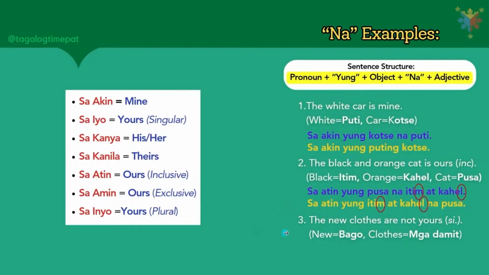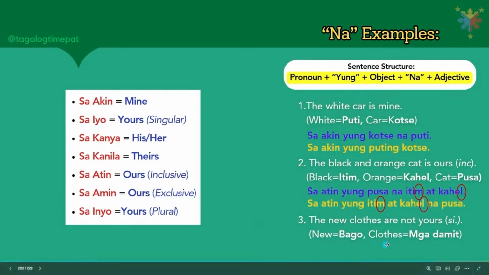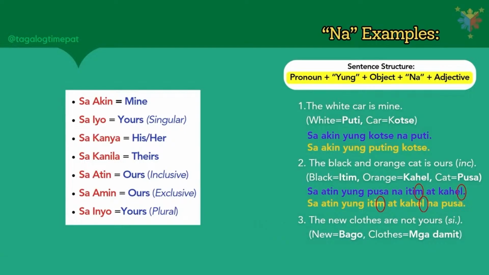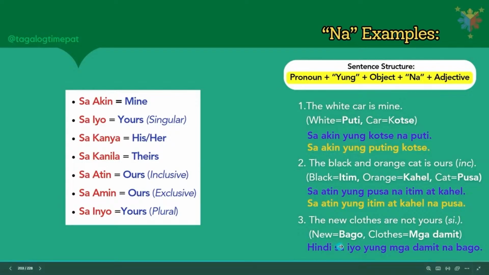All right, number 3, the new clothes are not yours. Singular. New means bago. Clothes is mga damit. So this is a way to kind of negate a thought. It's not something we've seen so far, so this is how you do it. Hindi sa iyo yung mga damit na bago. So everything here is the same. We've already learned it. Pronoun, then it's yung, then its object, then it's na, and then bago, the adjective.